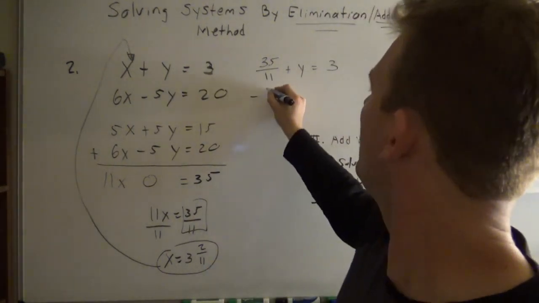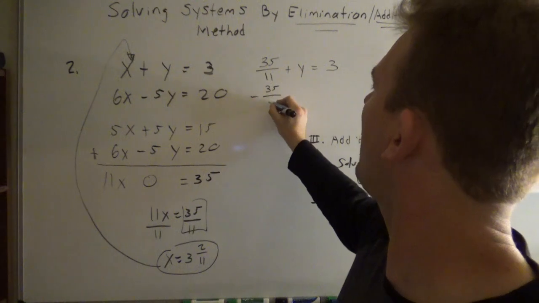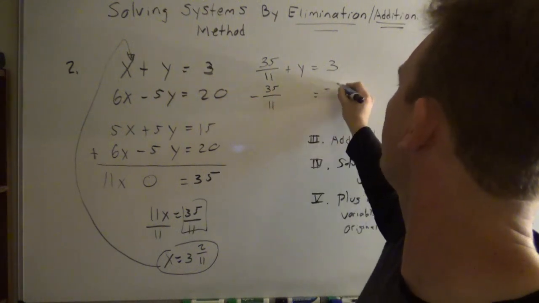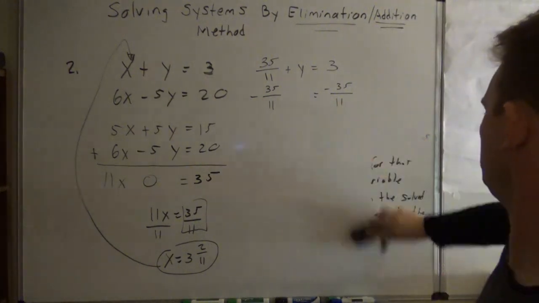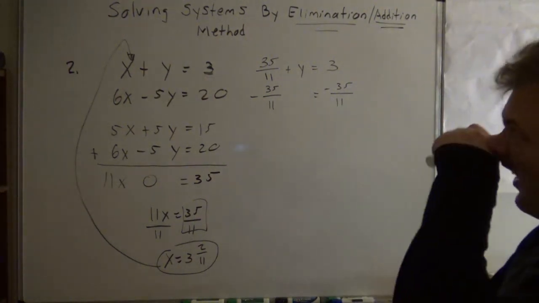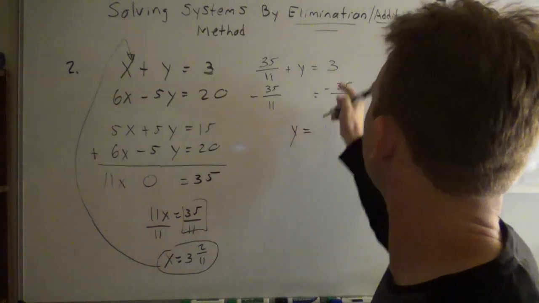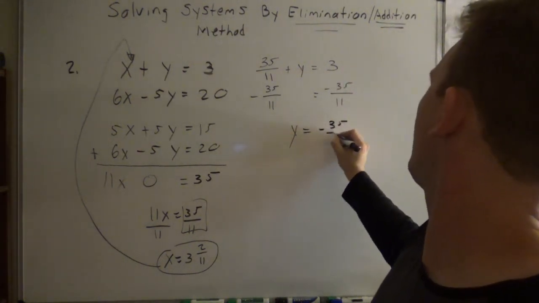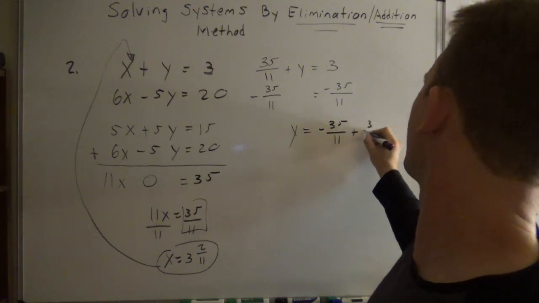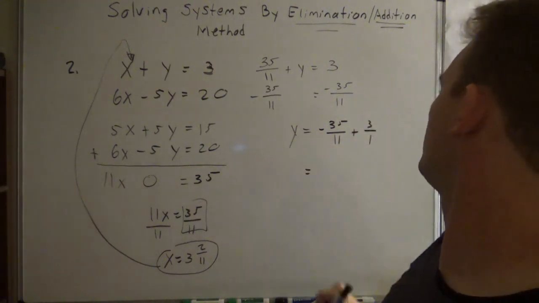So I'm going to go negative 35 over 11 over on this side. And then go ahead and go y equals, I have to subtract this. So this is going to be 3 over 1 minus 35 over 11. Get a common denominator.